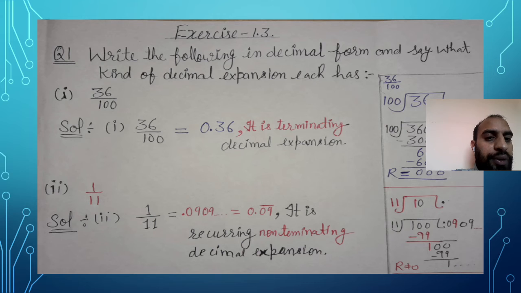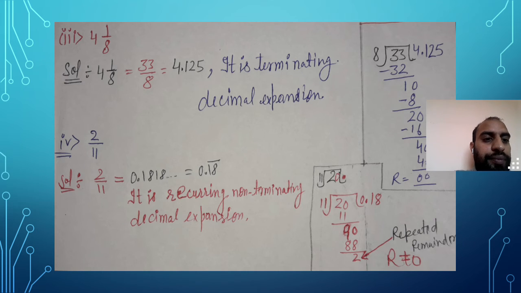And as I told you, when we are getting a repeated answer, we can represent it in the form of a bar. So here in the answer it is written 0.0909 is equal to 0.09 bar. This bar represents the repeated answer. Let's move toward the next question.